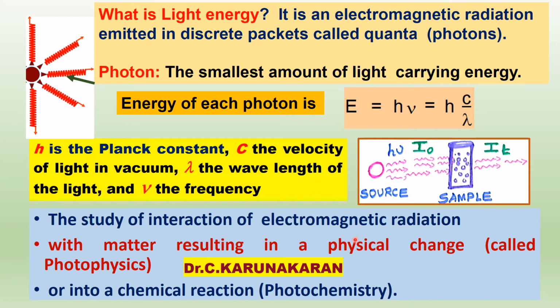In other words, what is called photophysics? What is photochemistry? The study of interaction of electromagnetic radiation with the sample or matter resulting in a physical change, if only physical change occurs by the interaction of electromagnetic radiation with matter. Or the study of interaction of electromagnetic radiation with a chemical molecule resulting in a chemical reaction is called photochemistry.